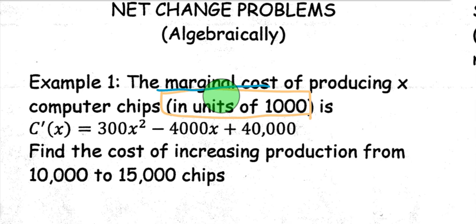So we're going to take a look at the graph to help you understand a little bit more. But here's our equation. C prime of x equals 300x squared minus 4,000x plus 4,000. It says find the cost of increasing production from 10,000 to 15,000 chips. So in reality, they're giving you a derivative formula, but they're asking for the cost of increasing production, which is actually involving the original. So again, we're going to take a look at the graph to get some clarification as far as what marginal cost is. So without further ado, before we solve it, I want to show you what the graph looks like.